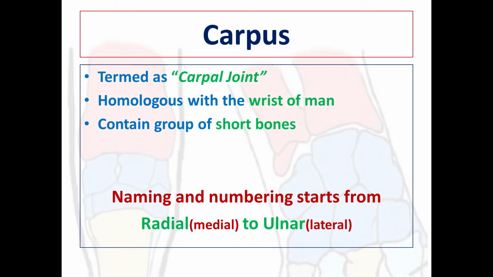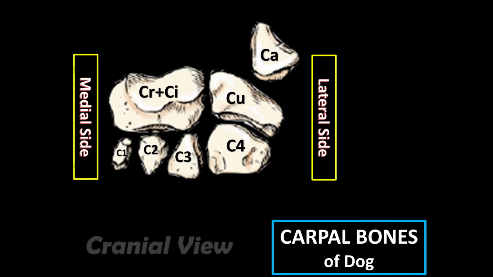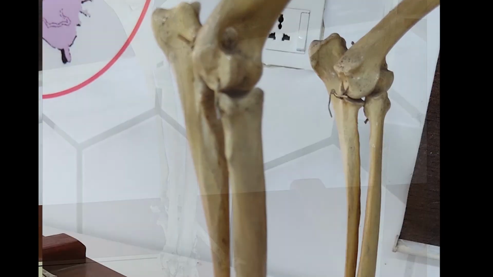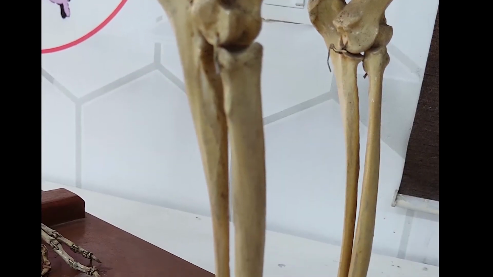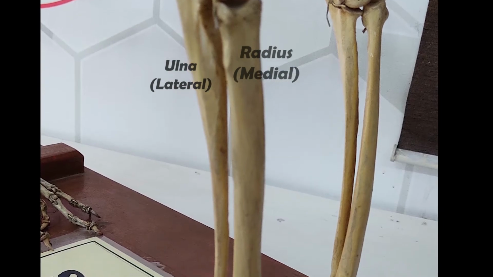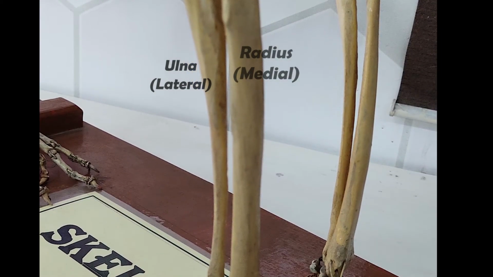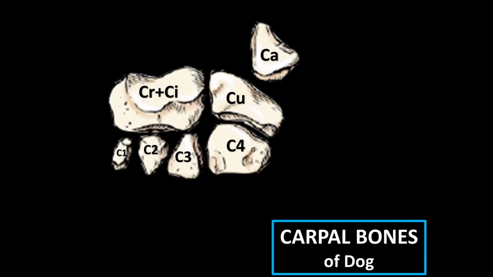It is very important to understand the naming and the numbering of the carpal bones. The naming and the numbering start from the medial to the lateral. If we talk about the antebrachium region, on the medial side radius is present, and on the lateral side ulna is present. Carpal bones are 7 in number in the case of the dog.